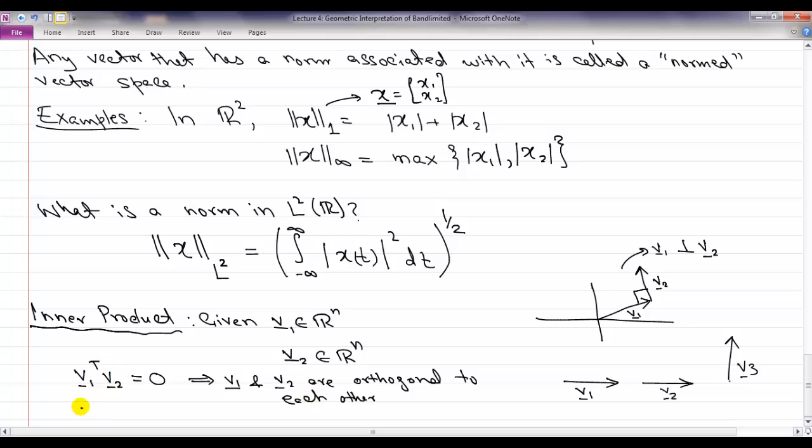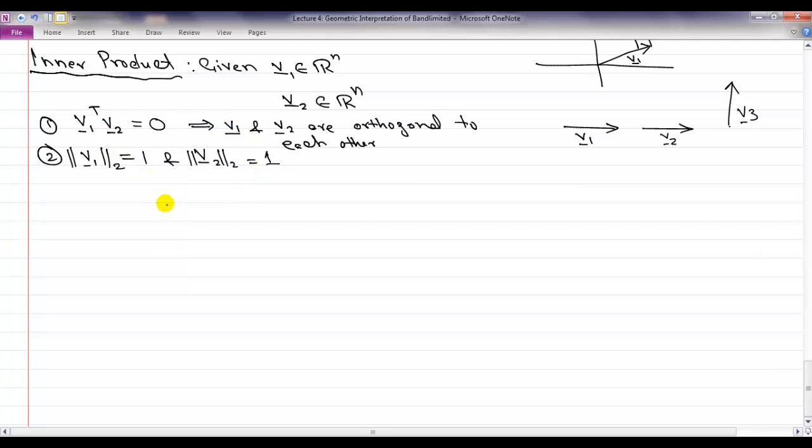On the other hand, so this is one example. If both the vectors have length 1, and we find that v1 transpose v2 equals 1, then it turns out that they are collinear. The only time it can happen is if both the vectors point in the same direction. Okay.